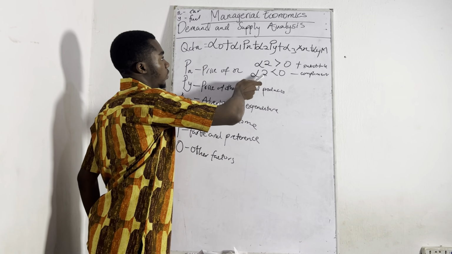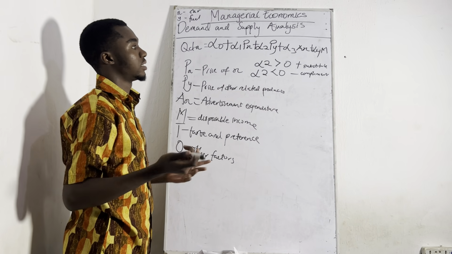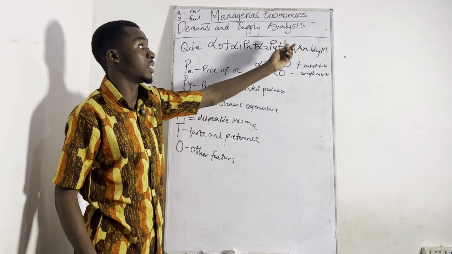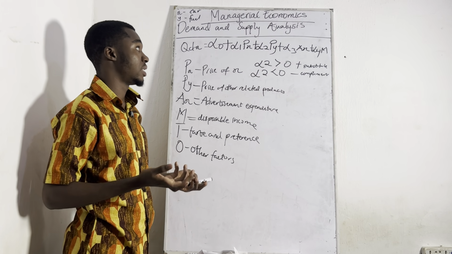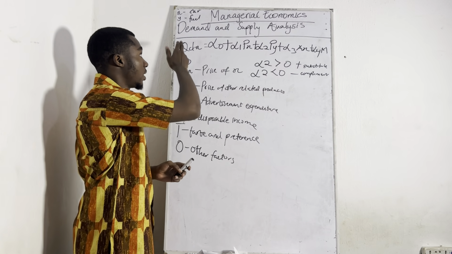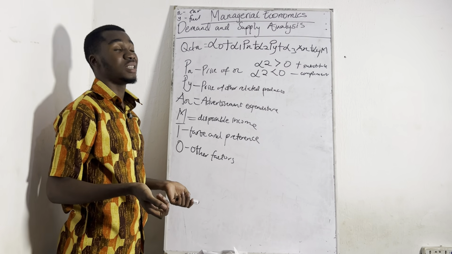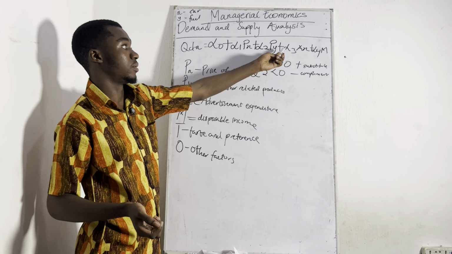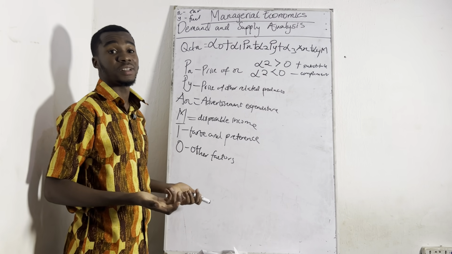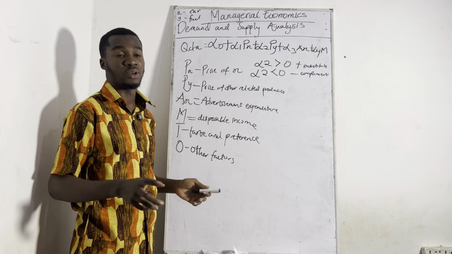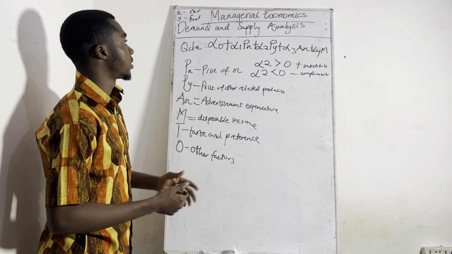We're done with alpha 2. For alpha 3, just know that it is attached to advertisement. In advertisement, we don't have types. You just need to know that once it is positive, it means the advertisement is high, so the quantity demanded will increase. Similarly, if alpha 3 is negative, then the quantity demanded will reduce, because the higher the advertisement, the more people will buy. So that one is self-explanatory.